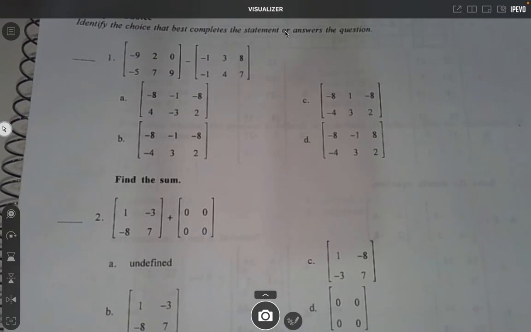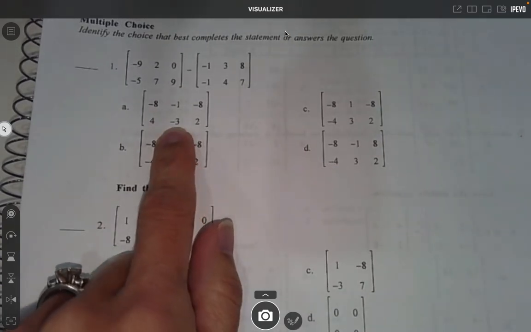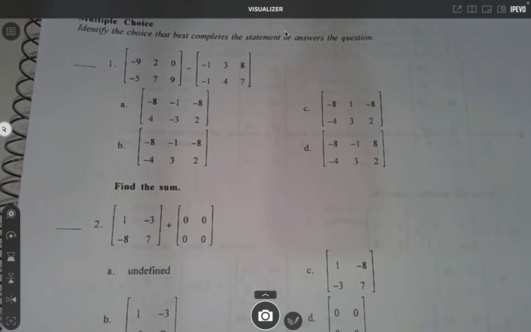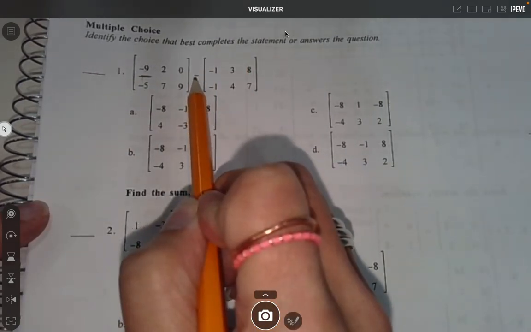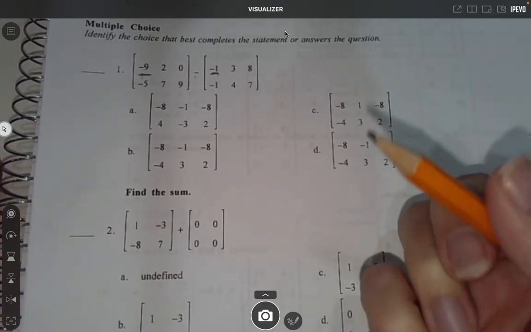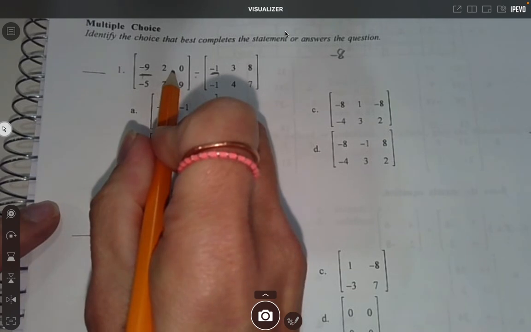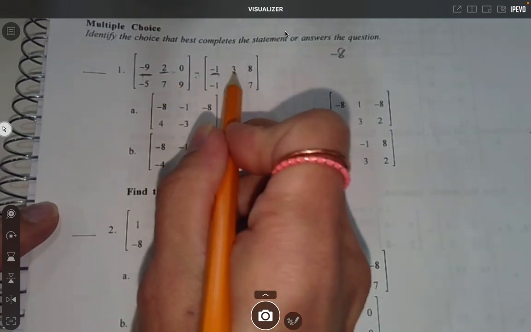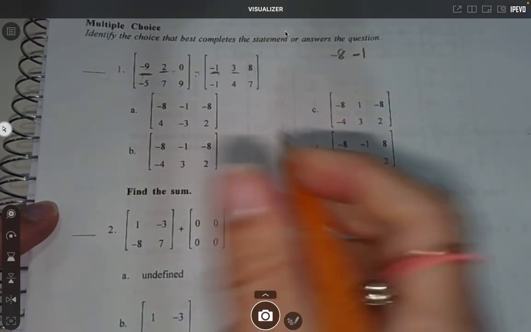Okay, so number 1 is on there. All right, on this one, you can type them in, but I'm just going to subtract. I'm just going to do -9 minus -1. What's that? -8. Okay, so yeah, all of them have that. So we've got to keep going. What is 2 minus 3? -1. Okay, so we're starting to eliminate some of them.